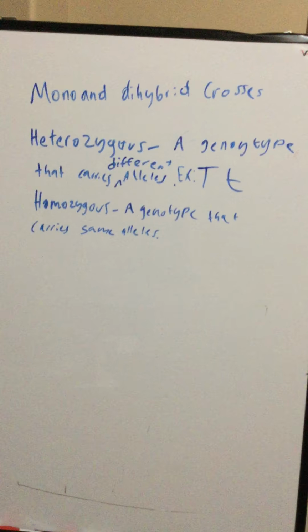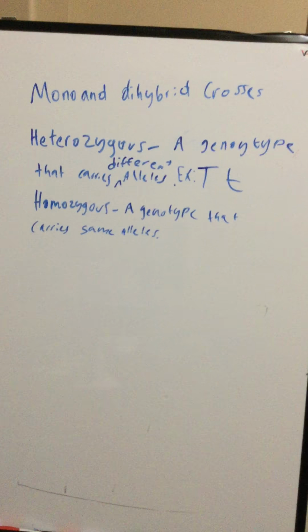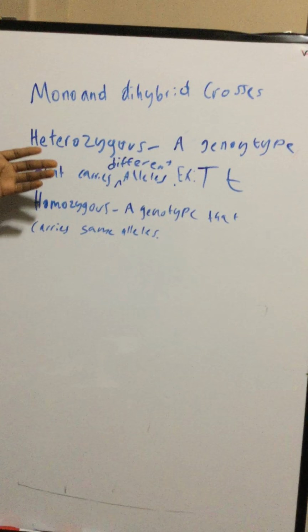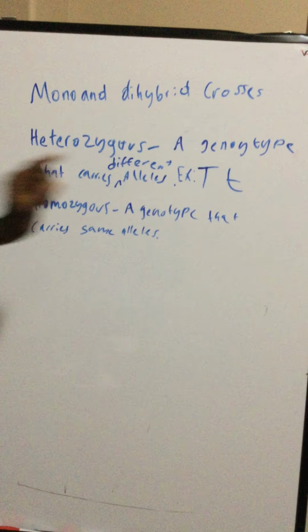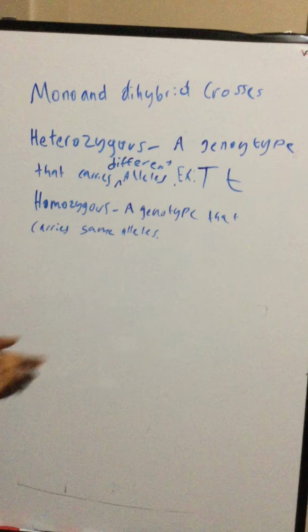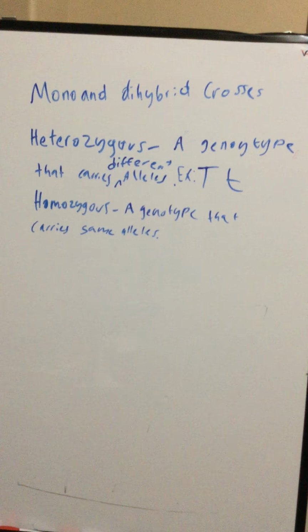So heterozygous is a genotype that carries different alleles, which means it has one dominant and one recessive. This is also called a hybrid, in case you didn't know. For example, big T, which represents dominant, and small t, which represents recessive. That is a heterozygote because it carries two different alleles, and alleles are just traits with variations. That's what an allele is. Now, homozygous, on the other hand, is different from that.